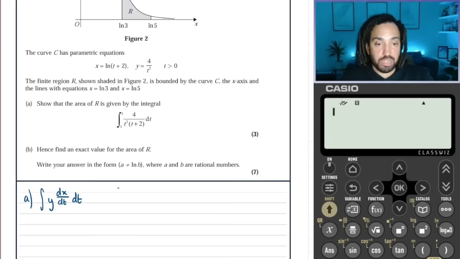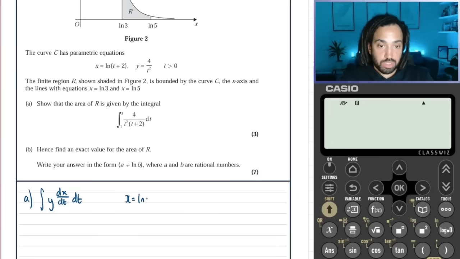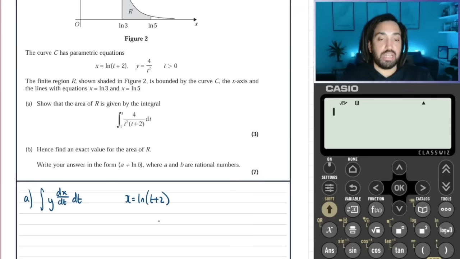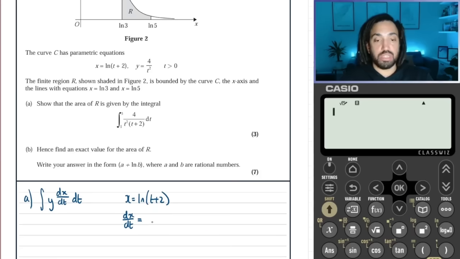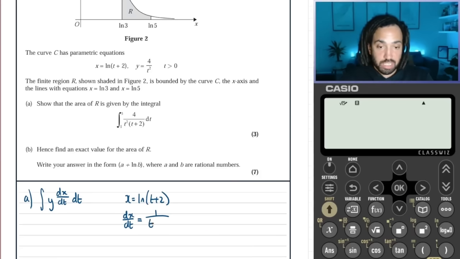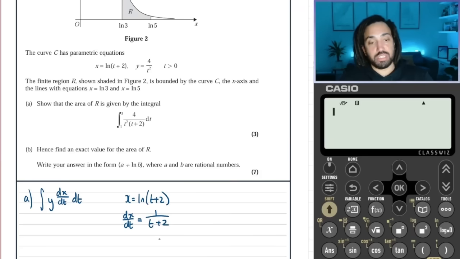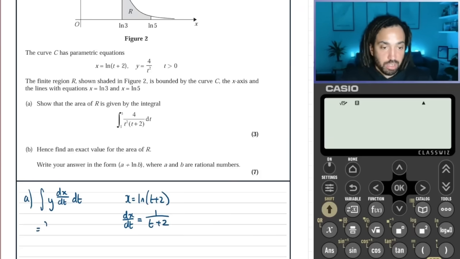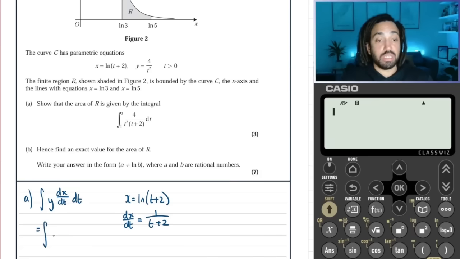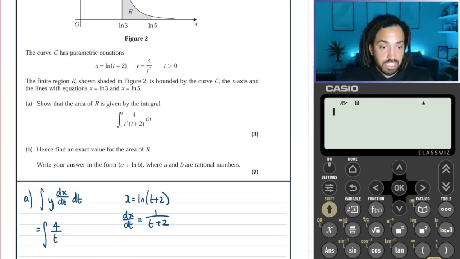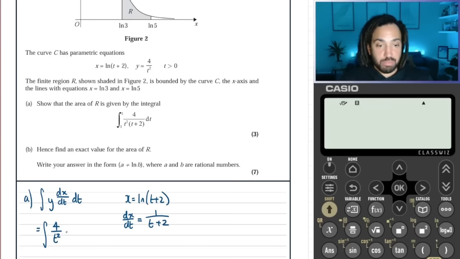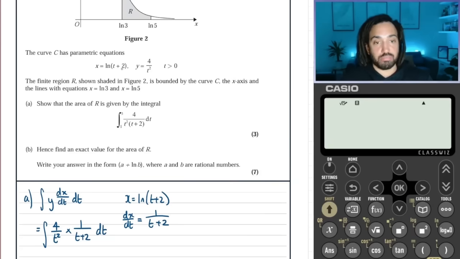Okay, great. So let's start with the fact that x equals ln of t plus 2. And then let's differentiate that. Well, we can say that dx by dt is equal to, by the chain rule, 1 over t plus 2, like so. So our integral then becomes y is 4 over t squared, and then we're multiplying that by 1 over t plus 2, and then dt, like so.